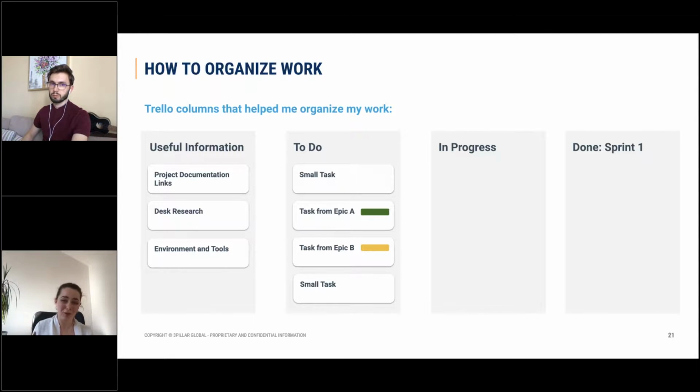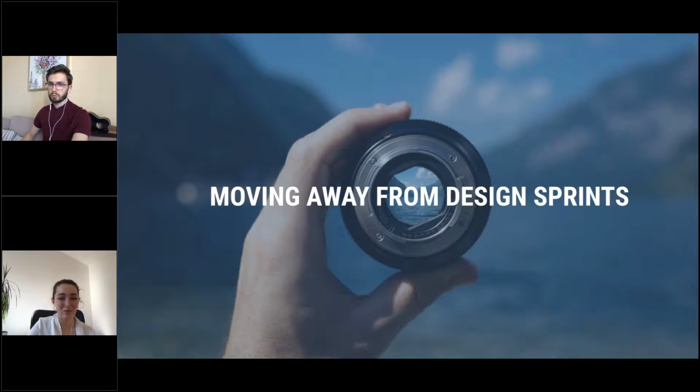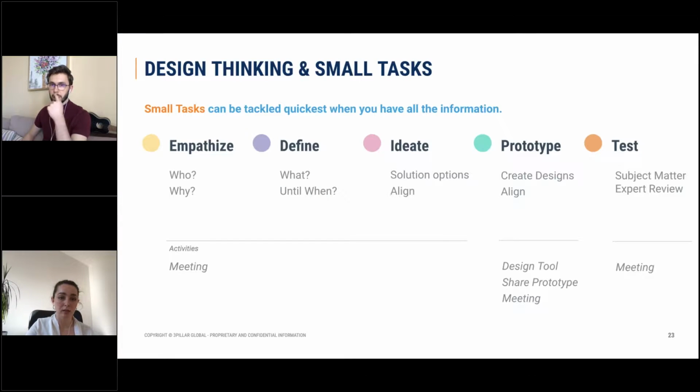Now, moving further away from design sprints, I want to give you examples of how exactly we do design for all of the different types of problems in a long-term engagement. We are now moving away from design sprints and towards applying design thinking mindset to the problems. The first one that we can see is design thinking in small tasks. They are best tackled when you have all of the information. That's how you get them quickest done.